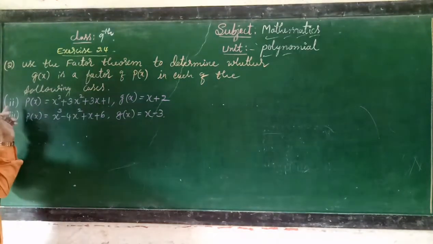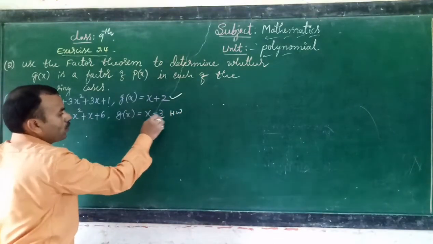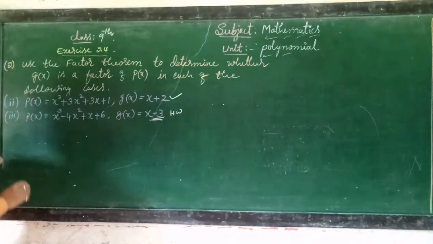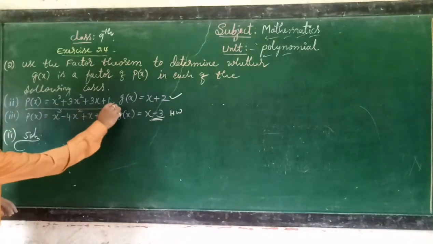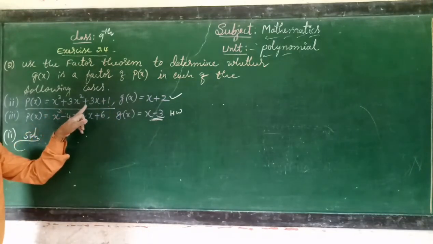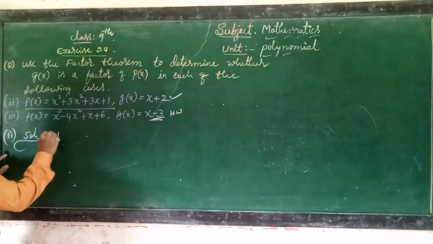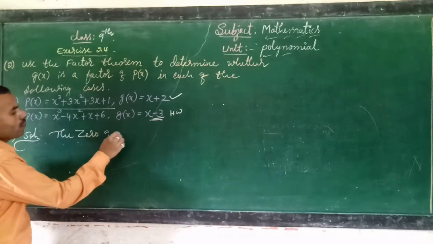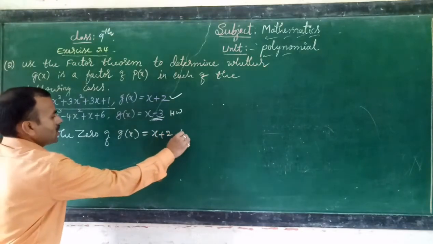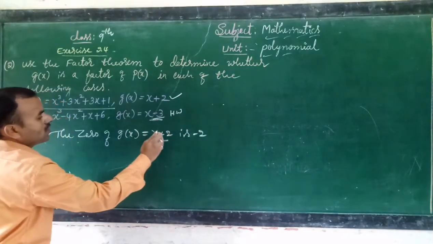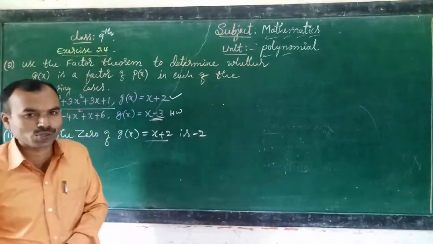Okay, dear students, now let us take the second one and third one. It is for you, it is homework. The second one, solution. Here p of x equals x cubed plus 3x square plus 3x plus 1 and g of x is equal to x plus 2. The zero of g of x equals x plus 2 is minus 2, because if you consider x plus 2 equals 0, we transpose plus 2 to the right side, it is minus 2.